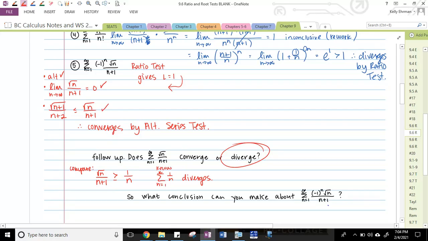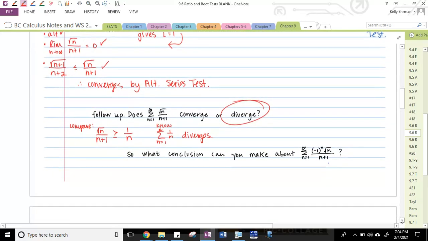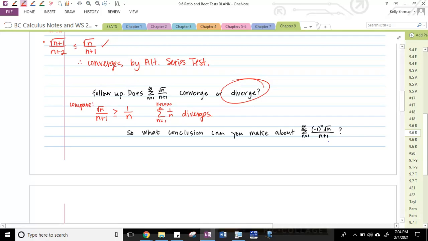All right, well then what does that mean? Sorry, I'm going to make a note. Diverges by direct comparison test. What conclusion can you make about that alternating series? So not only does it converge, I can say that it converges conditionally, not absolutely. That series only converges because it's alternating. Otherwise, it would diverge.